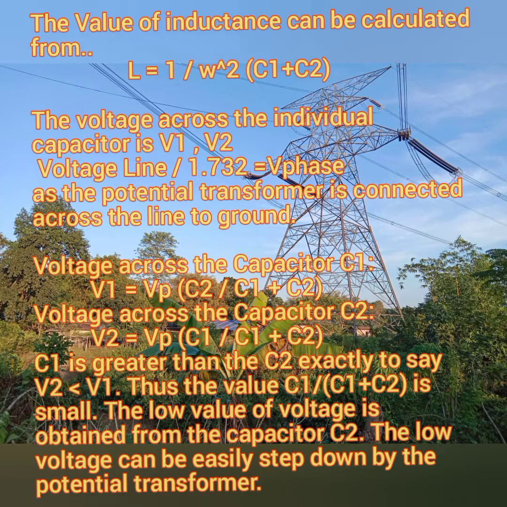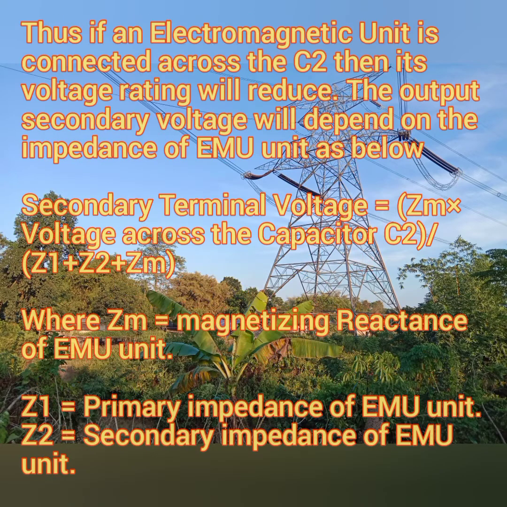Here C1 is greater than C2, so to be exact, V2 is lesser than V1. Thus the value C1 divided by C1 plus C2 is small. The low value of voltage is obtained from the capacitor C2. The low voltage can easily be stepped down by the potential transformers. So the step down voltage on the primary side will have 12 to 20 kV, and then it is further stepped down to a secondary voltage of 110 or 120, the desired voltage.